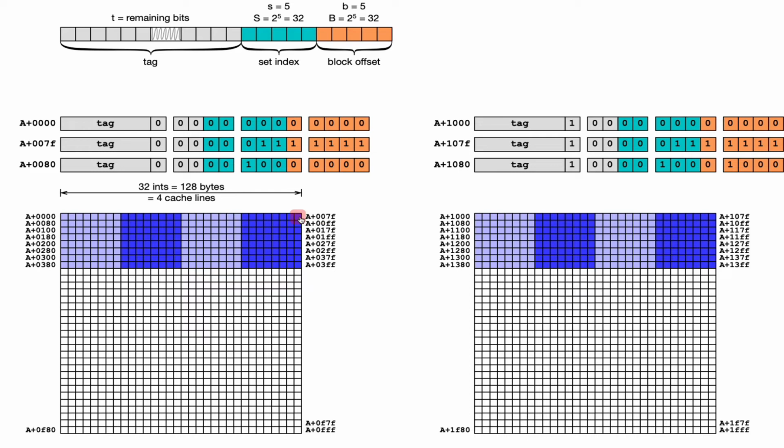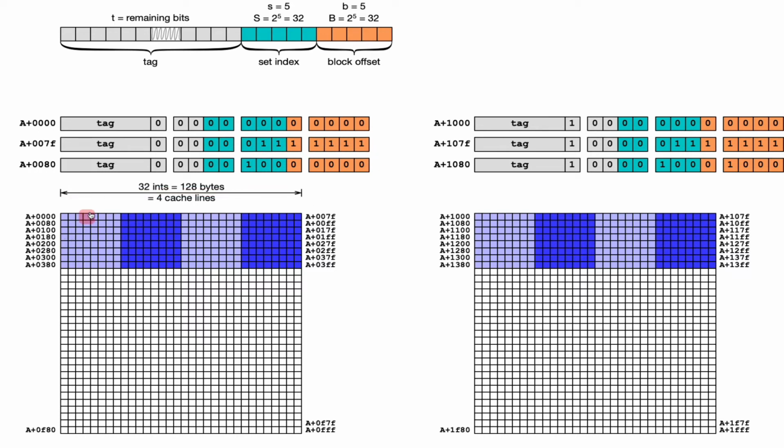And let's take a look at where this last byte of that first row shows up. It's going to be at A plus 7F. So here's 0, 7F. And you can see here that the cache set for this last chunk of that first row of A is going to be at cache set 3. And the very last part of it is going to be at offset all ones. And that makes sense, right?